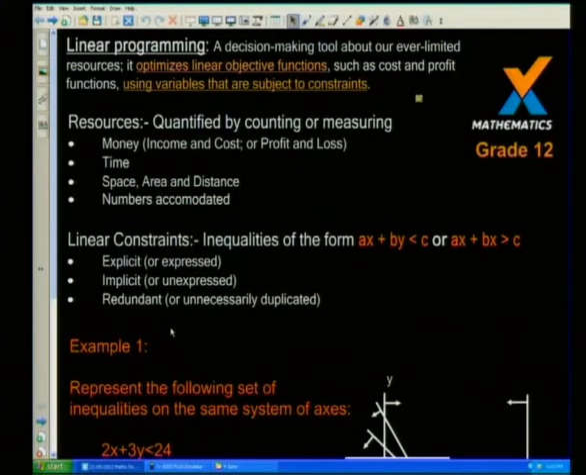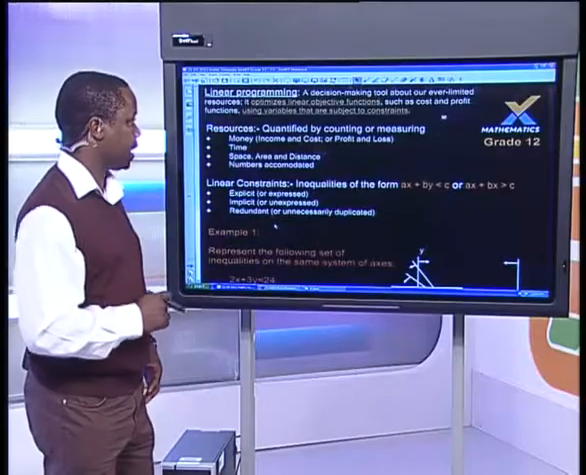Our ever-limited resources, such as cost. It optimizes the linear objective functions, such as cost and profit functions, using the variables that are subject to constraints. Yes, you have heard us say linear programming there. Our constraints are, literally, linear, okay?